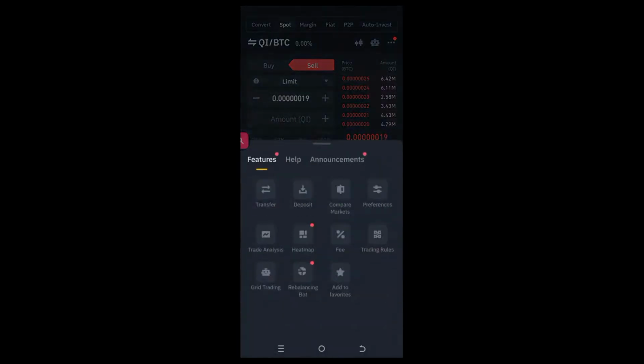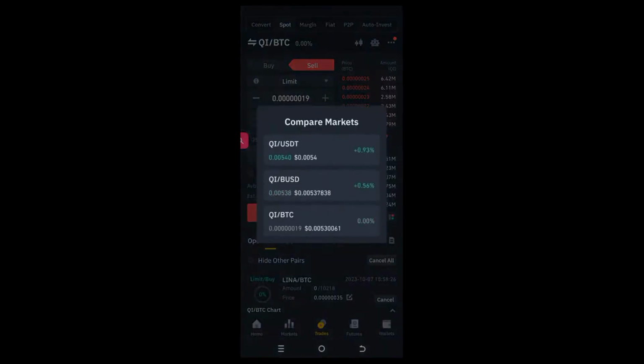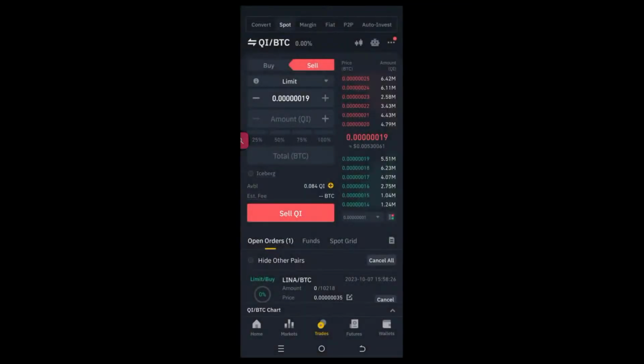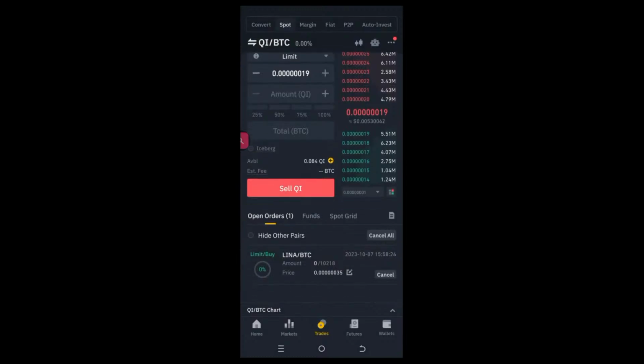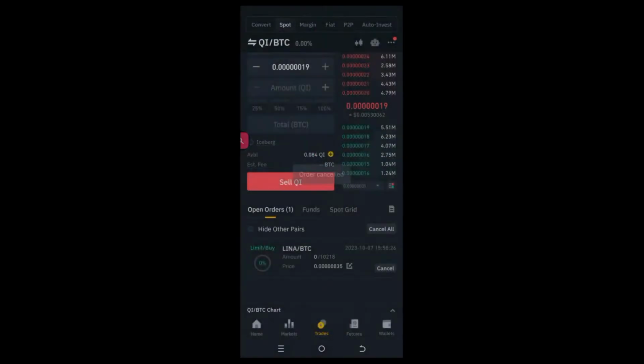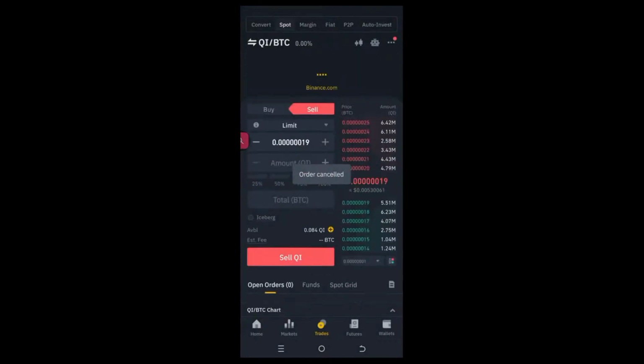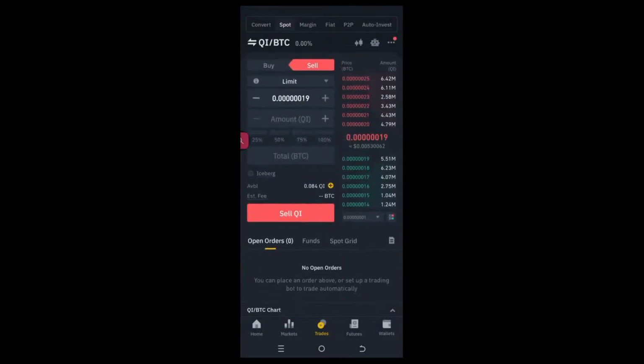So let's quickly do a simulation and see what we will get. This is QI BTC. So what will I have left? Let's just cancel it and see what it will give us. If it's not going to be favorable, we'll just go back to Lena BTC. Let me cancel at this point. Okay, so we'll do a quick simulation. Let's buy and see how much we can get. This is what we have, 357637. So this is the amount we're going to get.